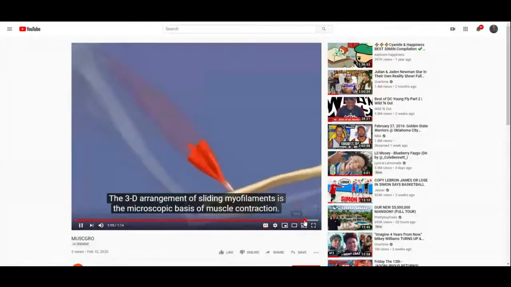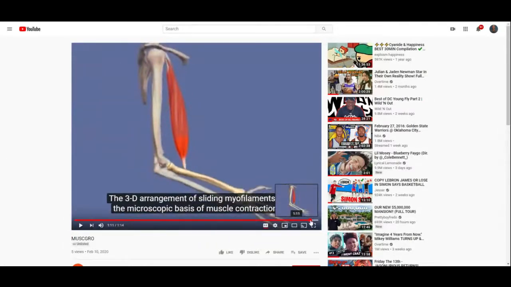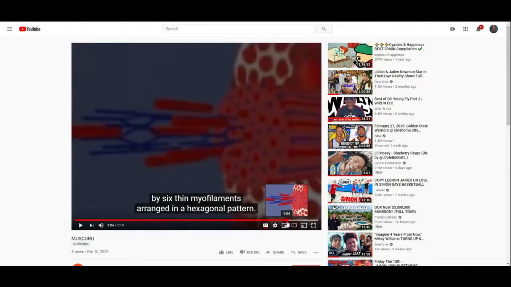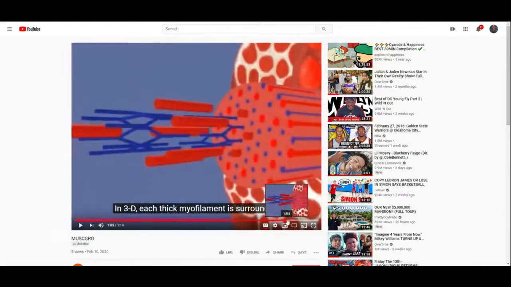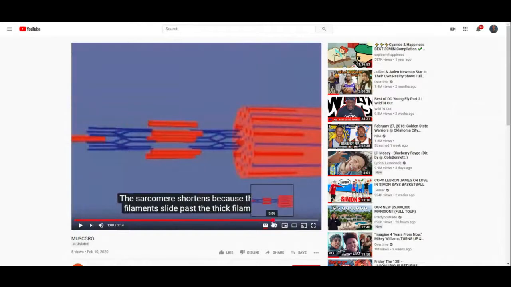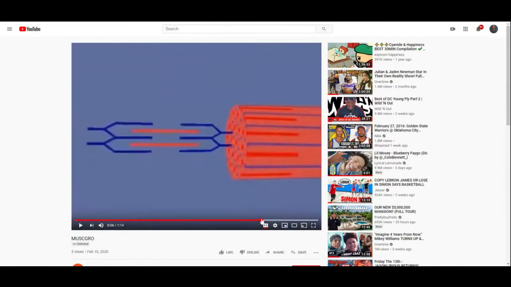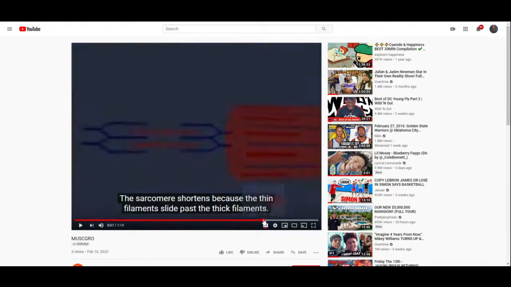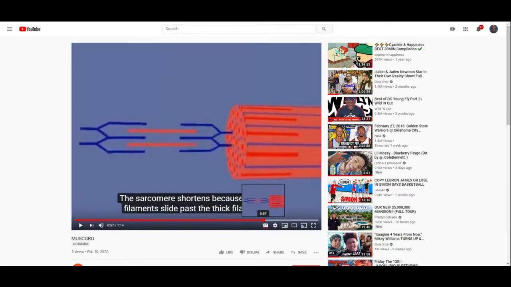Okay, so sliding myofilaments is the microscopic basis. All right, so I can pull this back a little more. All right, so it's these thin filaments being pulled inward that is the basis of muscle contraction, sarcomere contraction. As the sarcomeres contract, the myofibrils contract, and the skeletal muscle fibers contract.